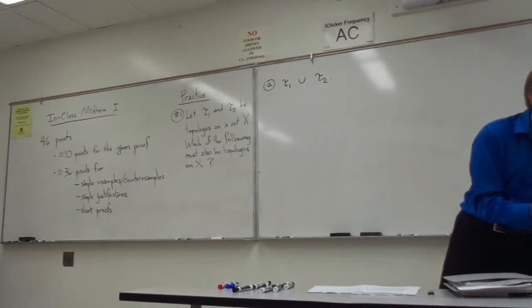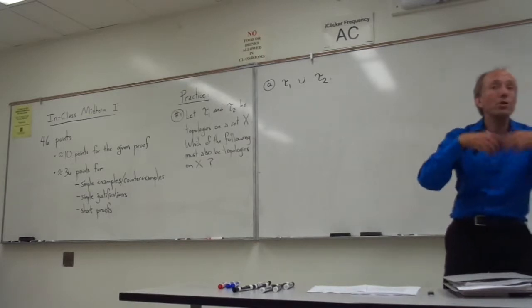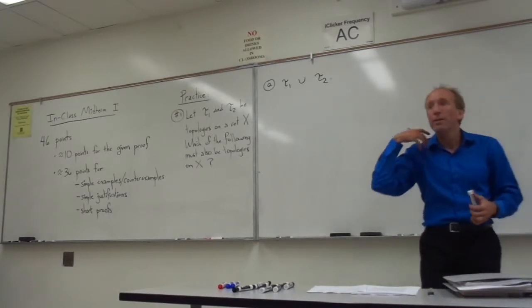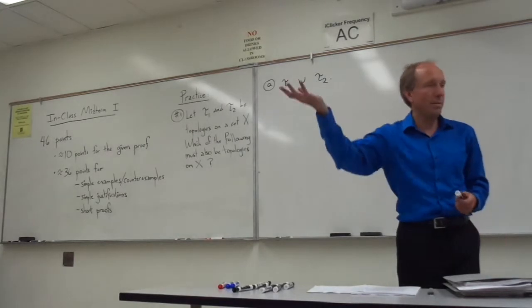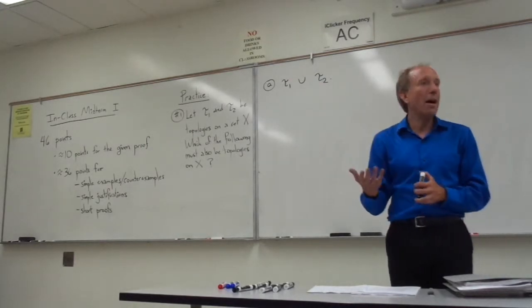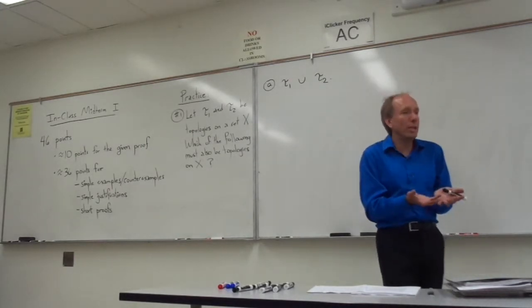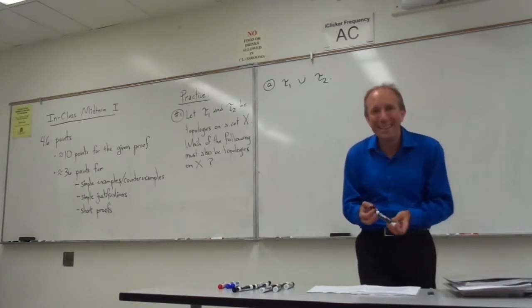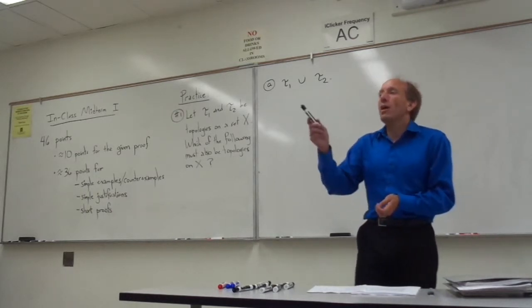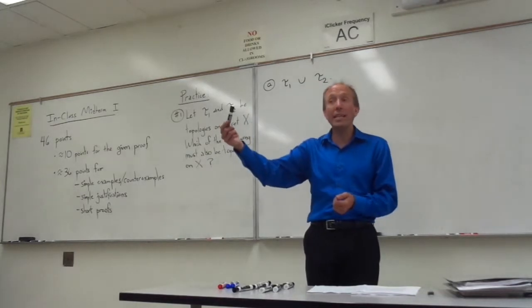Sets in tau. Arbitrary unions of sets that are open in tau are still in tau, so it preserves arbitrary unions. And then what's the other one? It preserves finite intersections. Right, the topology has to preserve finite intersections.